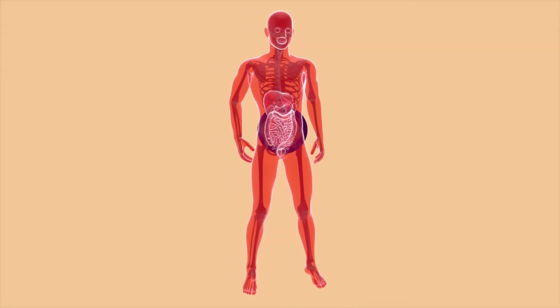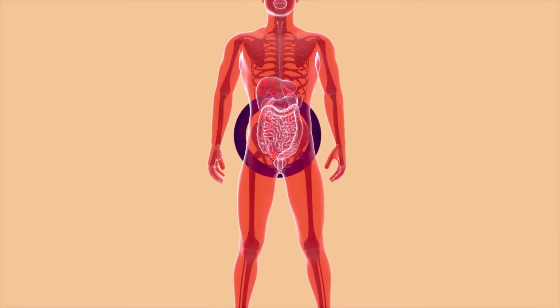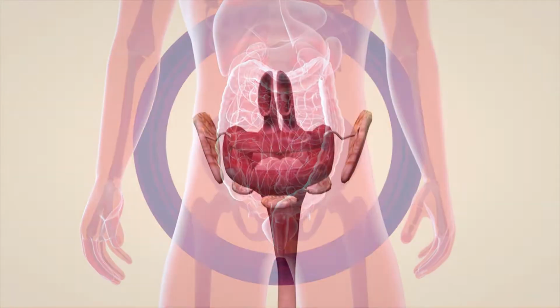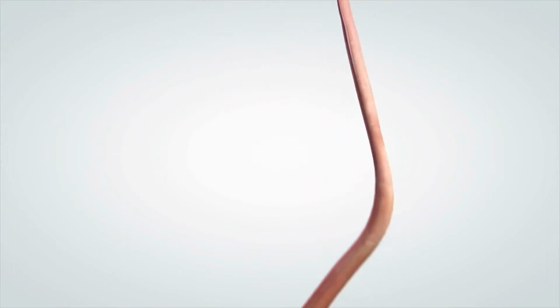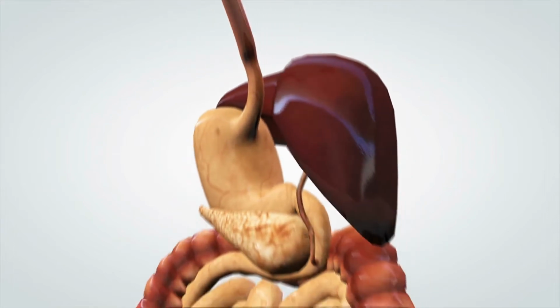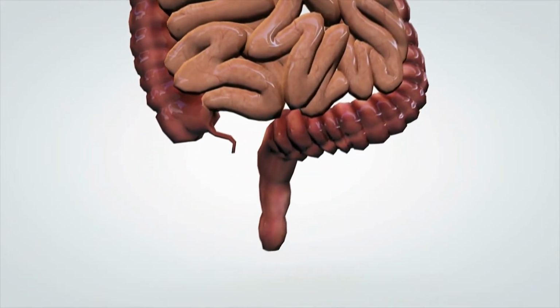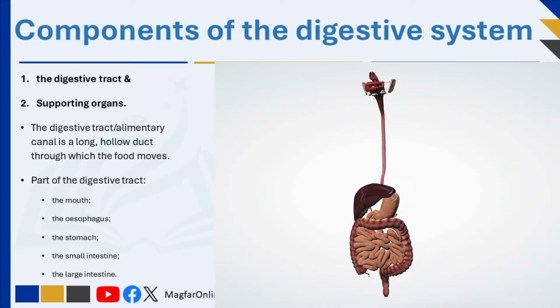What are the main components in the digestive system? The human digestive system consists of two main groups: the digestive tract and the supporting organs. The digestive tract, or alimentary canal, is a long, hollow duct through which the food moves. It has two openings to the outside, the mouth at the one end and the anus at the other end.